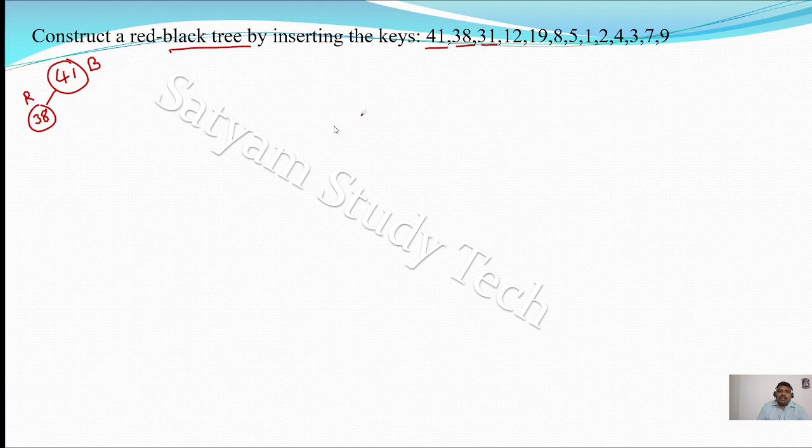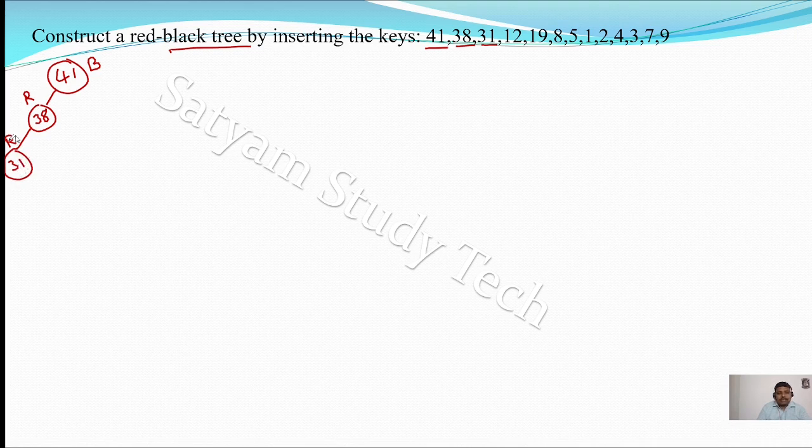Then you have to add 31. Where can you add 31? So 31 will be added here. Okay, you can add the 31 here. This is also red. So now we can see that there is a red violation.